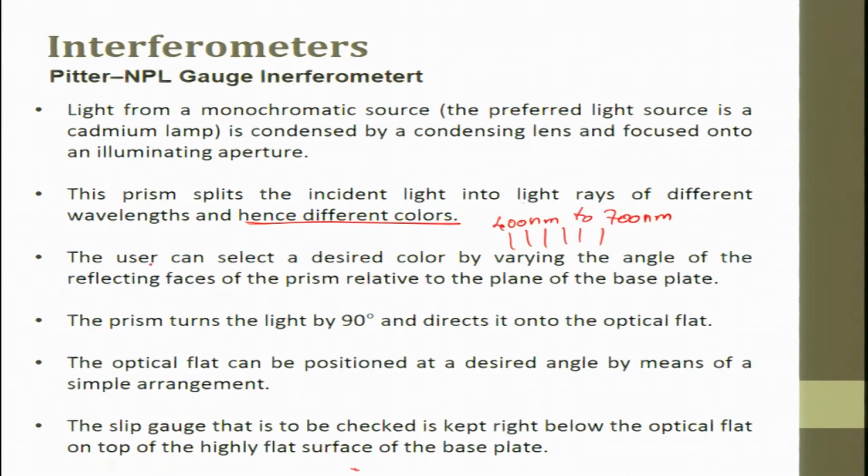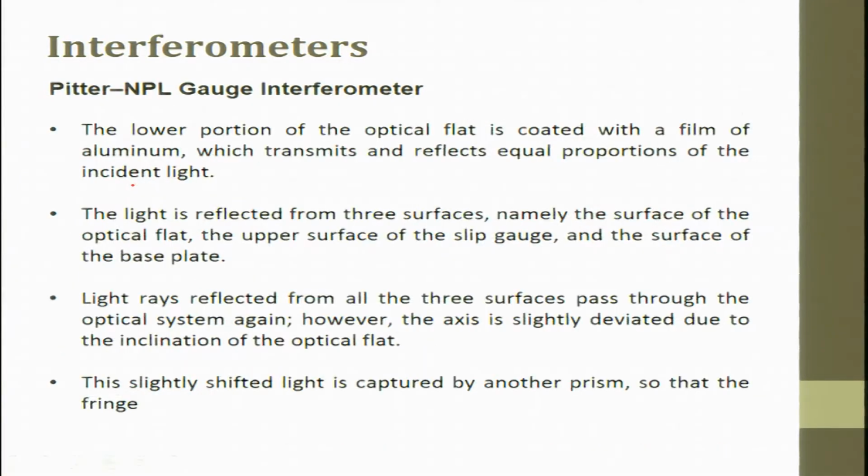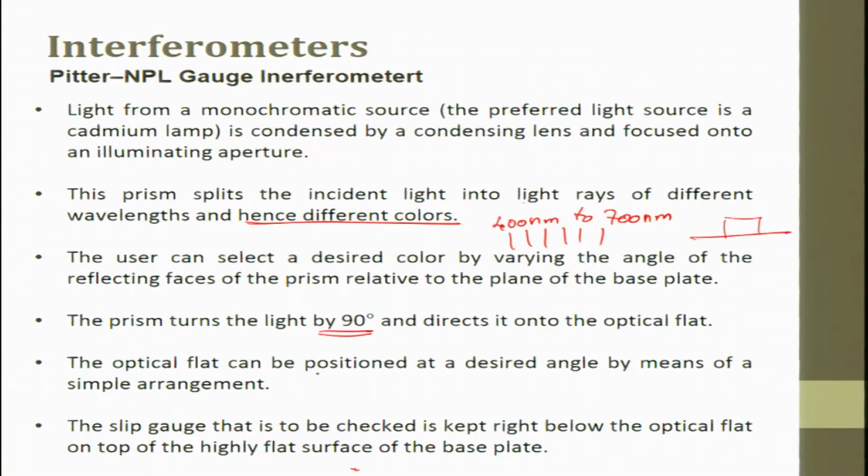The user can select a desired color by varying the angle of the reflecting face of the prism relative to the plane of the base plate. So here there is the height and there is a base plate, and the difference between them is also taken care of. The prism turns the light by 90 degrees. The optical flat can be positioned at a desired angle by means of a simple arrangement.